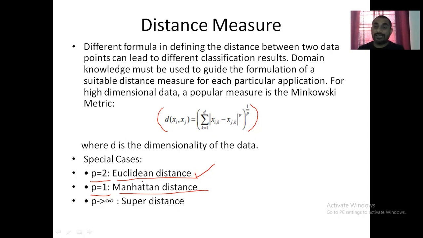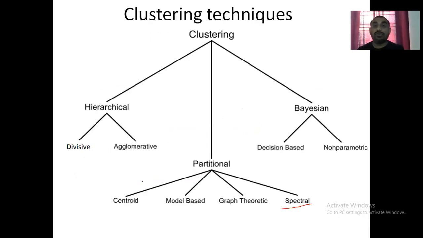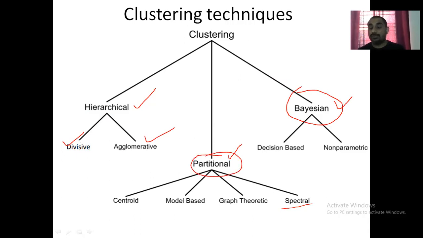So these are the clustering techniques. These clustering techniques are further divided into three types: hierarchical clustering, partitional clustering, and Bayesian. Hierarchical clustering is further divided into two categories: one is the divisive clustering algorithm, and another is the agglomerative clustering algorithm. These clustering algorithms are again further divided into more categories.